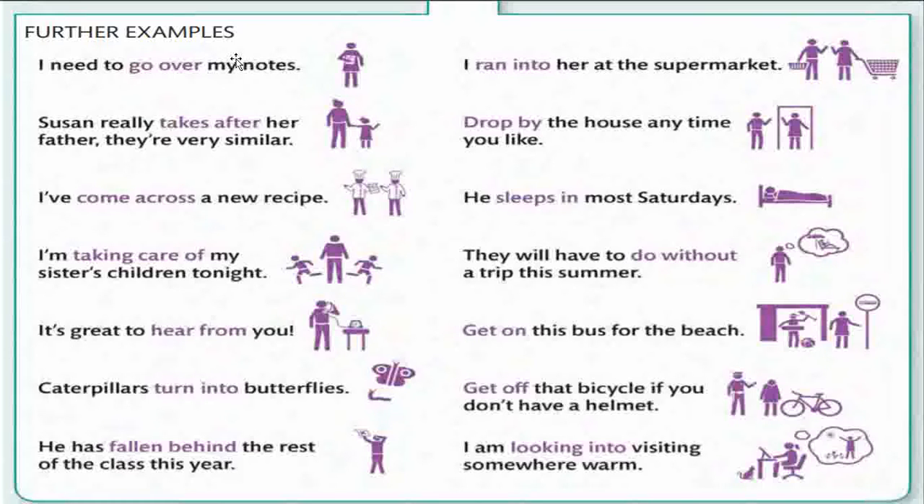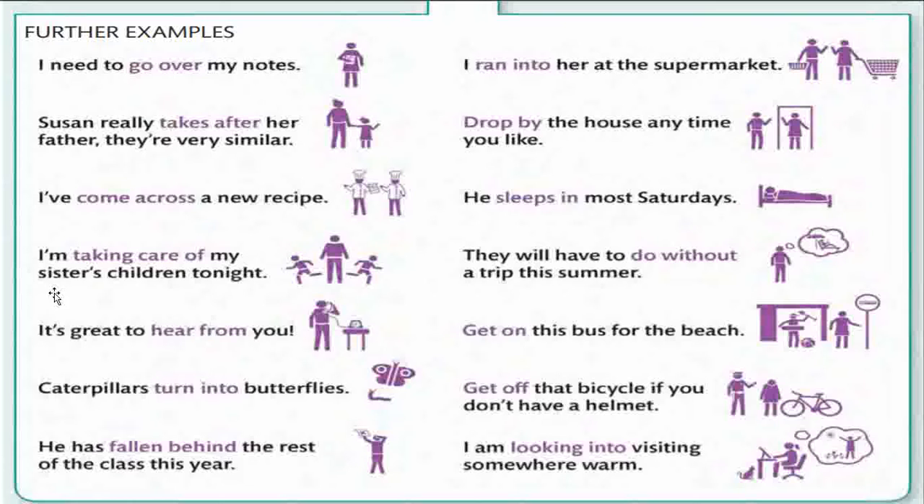I need to go over my notes. Go over means revise. Susan really takes after her father. They are very similar. From the context, we can understand takes after means resembles or there is some similarity. I have come across a new recipe. Come across means stumbled or accidentally you have discovered something that was already there and you have come across it, or that means you came to know about it.